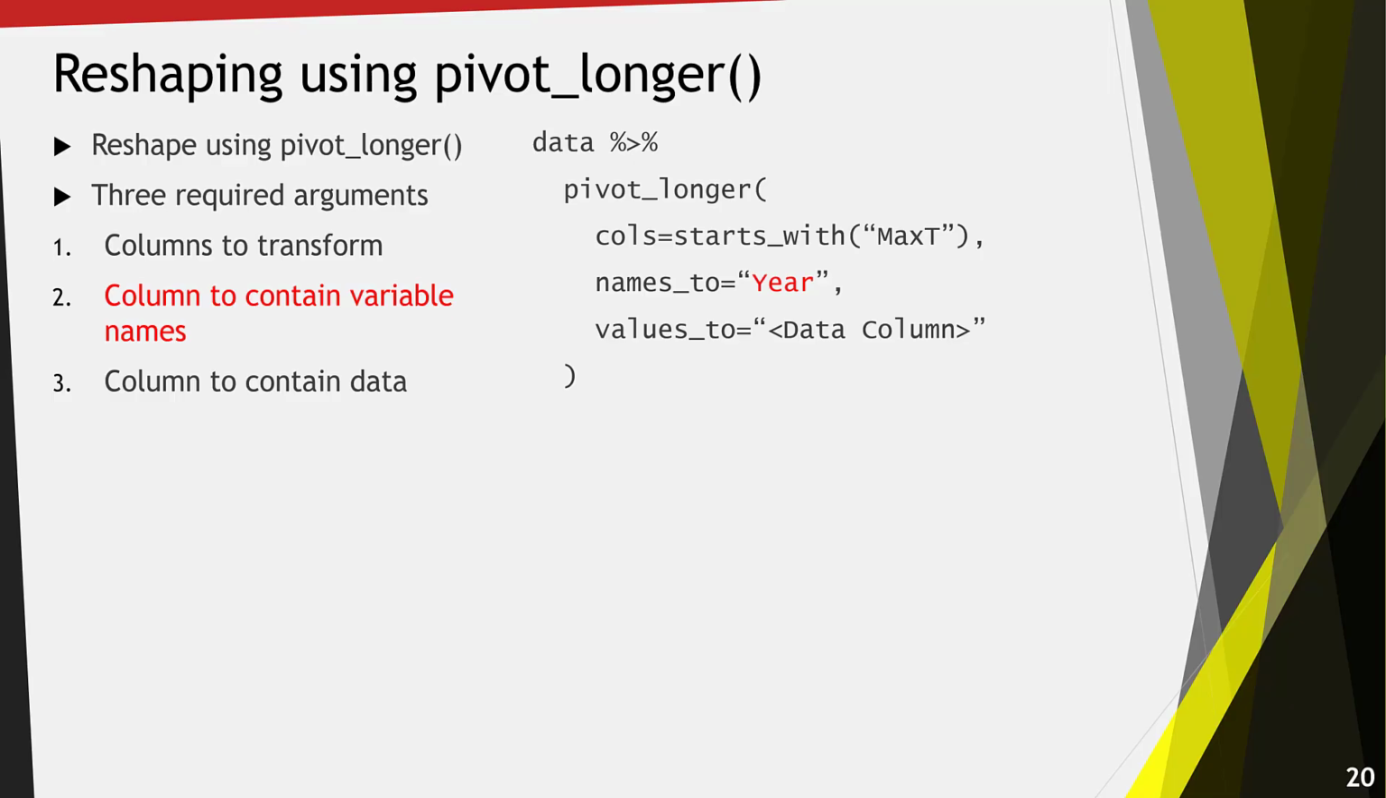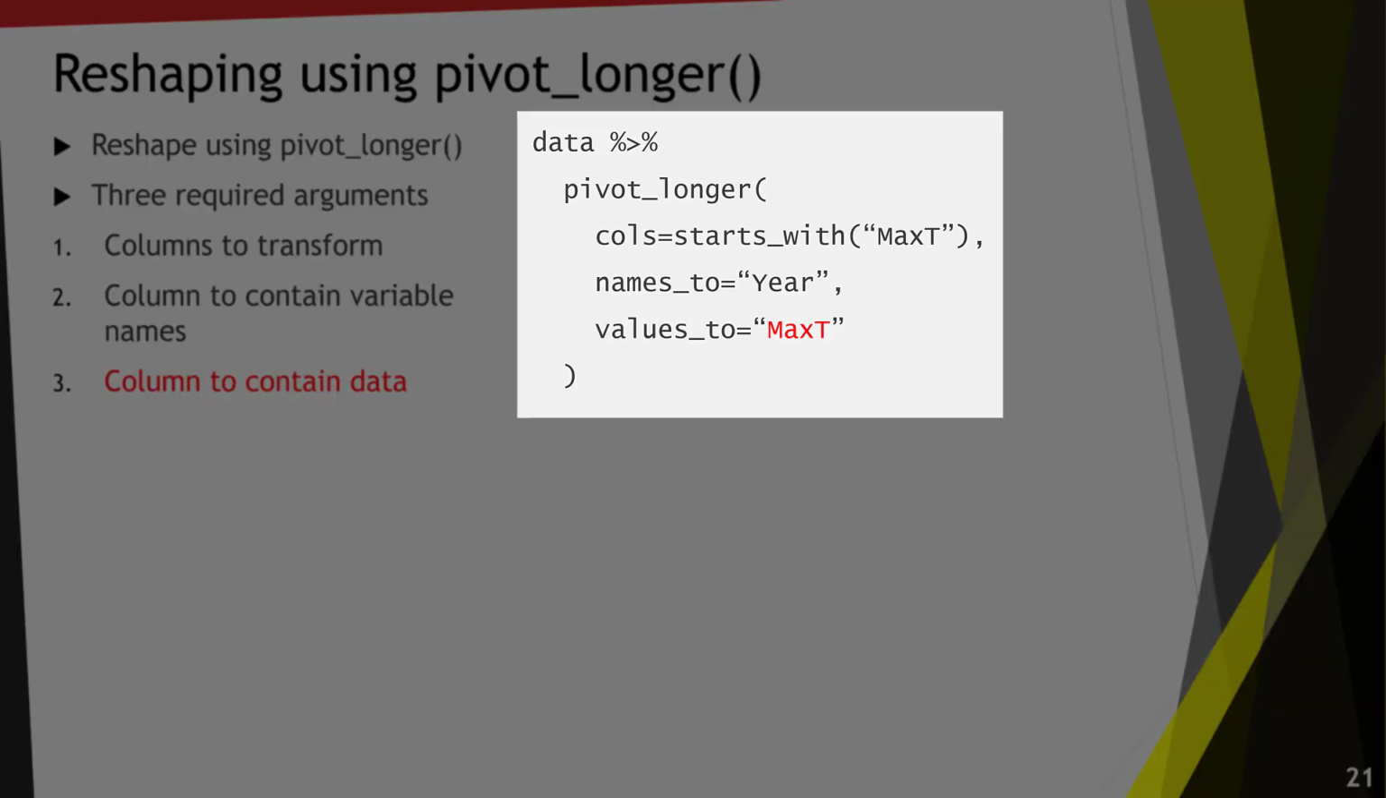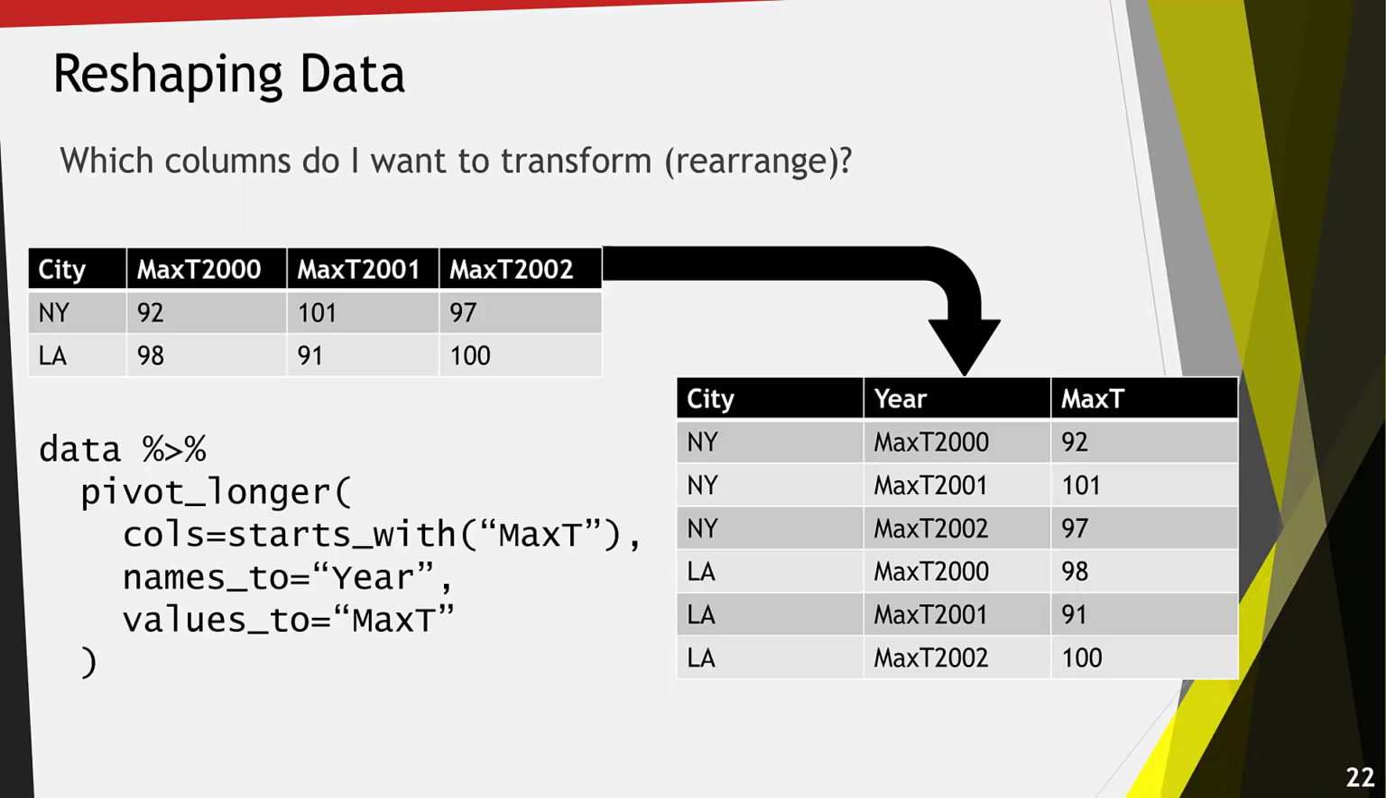Second, the column that was going to contain the variable names, we decided would be year. You provide that as the names to argument. Then lastly, the column that will contain the data from your original table, we decided it would be named max t. You provide that to the values to argument. This code on the right represents the pivot command that we would use to reshape the data. Let's see how R is interpreting each of these arguments.